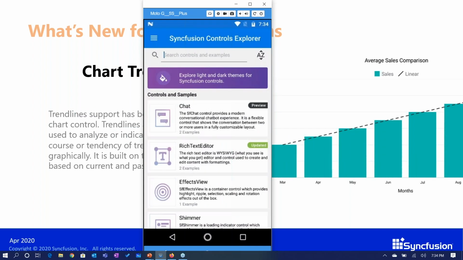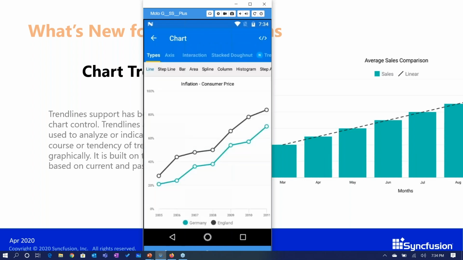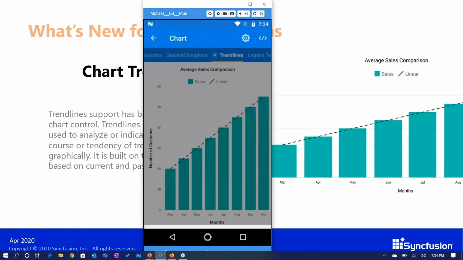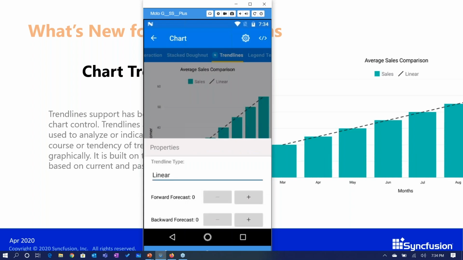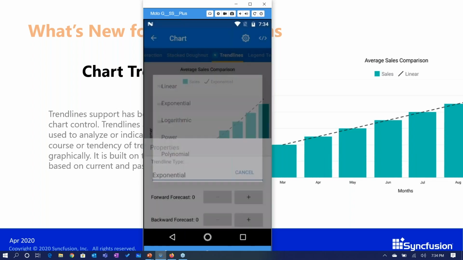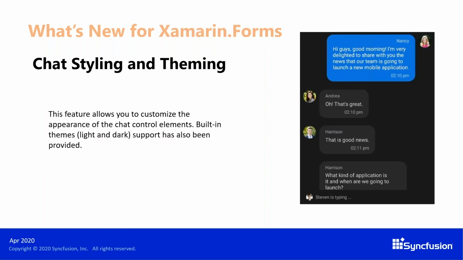So here we go. This is the trend line. This is the linear trend line. You have exponential, logarithmic, power, and polynomial. Let me change it to exponential. This is the exponential trend line. Likewise, you have logarithmic.